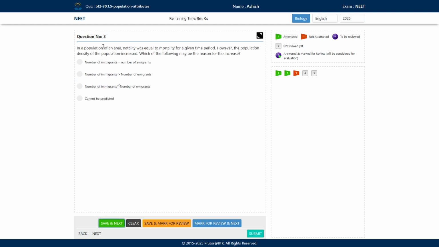Next one: in a population of an area, natality was equal to mortality for a given time period. However, the population density of the population increased. Which of the following may be the reason for the increase? The options: the number of immigrants is equal to the number of emigrants. Option B, the number of immigrants is more than the number of emigrants. Option C, the number of immigrants is less than the number of emigrants. And option D, cannot be predicted. What is the correct answer?